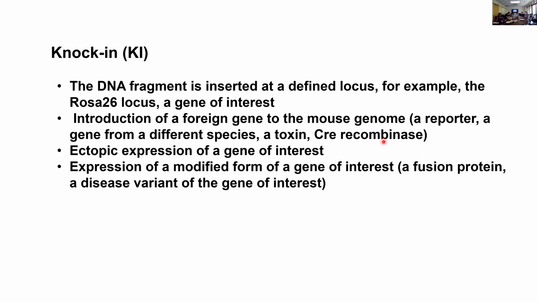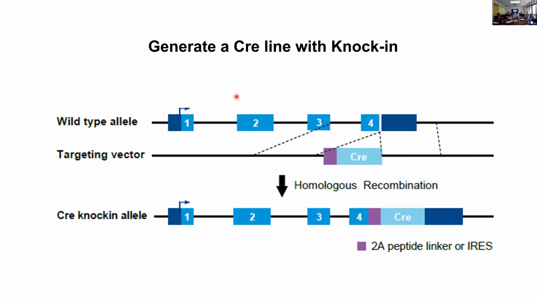Versus a knock-in, where you want to express a CRE. For example, do you want to use a renin-Cre? You can actually knock the Cre coding sequence into the renin locus, and then it will be driven by the endogenous renin promoter. So you don't have to worry, it will faithfully recapitulate where renin is expressed. You are guaranteed that when you knock out your gene, it will be knocked out in the renin lineage. So that's one example.